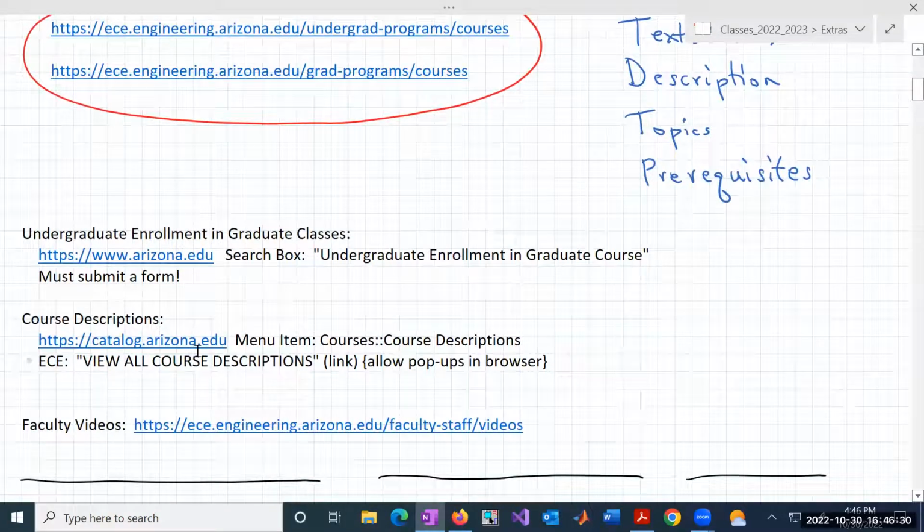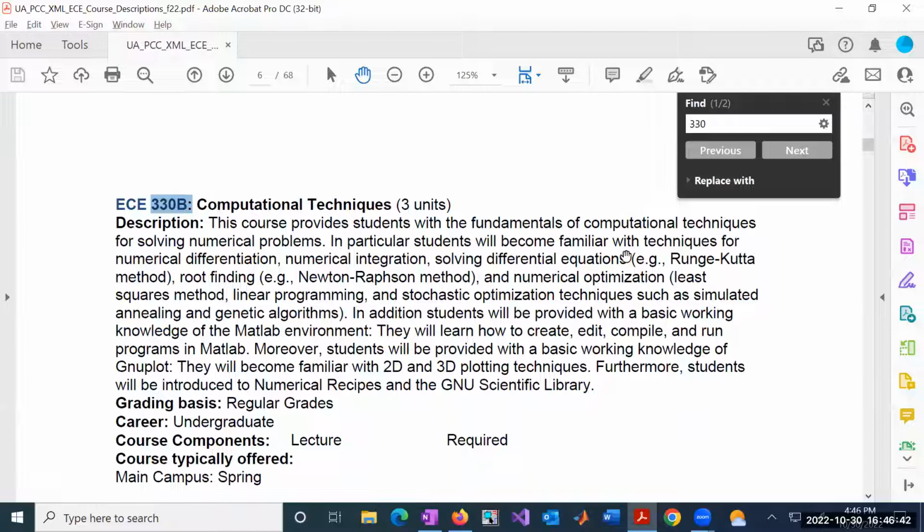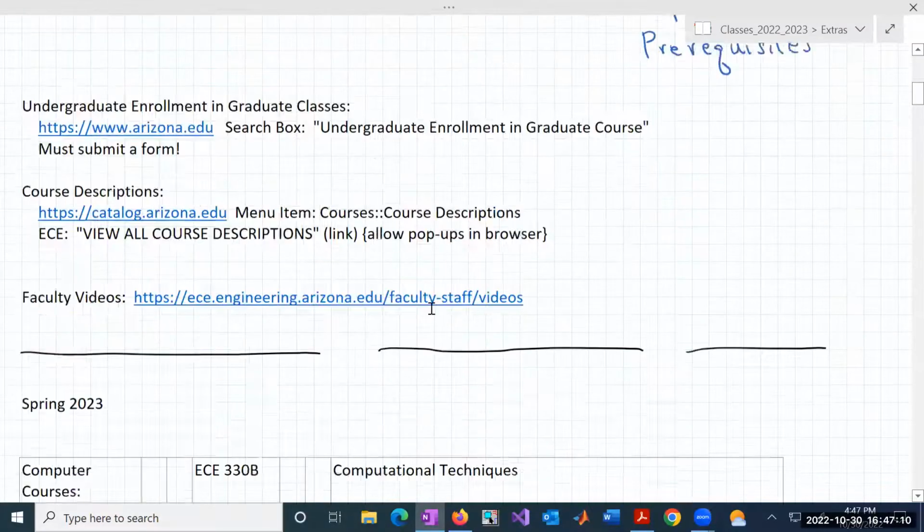And if you want the course descriptions for different classes, you can go to catalog.arizona.edu. I've now made that available, and here you could search for different classes. Here I've searched for 330, which is computational techniques. This gives you the course description associated with that particular class. And if you're interested in numerical integration, numerical differentiation, numerical optimization, solving differential equations, ECE 330B is a class that you would be interested in taking as a technical elective.